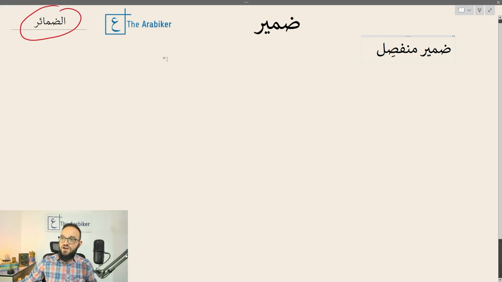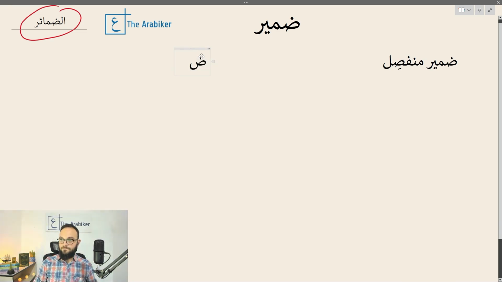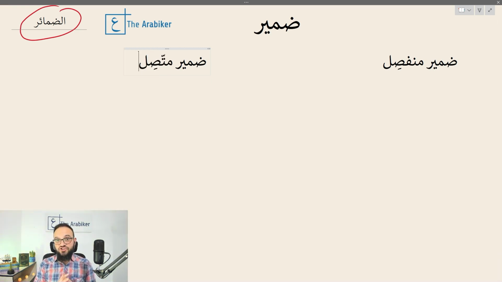And the other type of pronouns that we will talk about is damir muttasil, attached pronoun, which in basic Arabic will correspond to object pronouns and possessive pronouns.